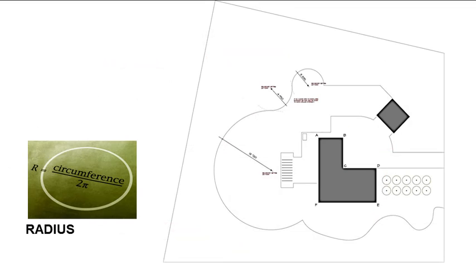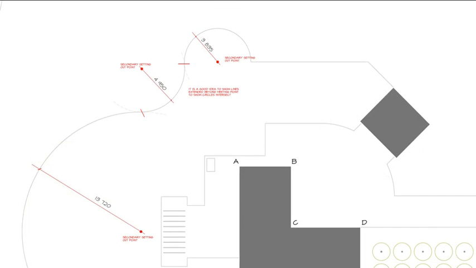This next slide shows the use of radii, which are used in conjunction with triangulation to construct the curves of beds, lawns, and ponds. You can see from the slide that once the contractor has identified the curve center, all they need to do is to set out a tape measure with the radius.